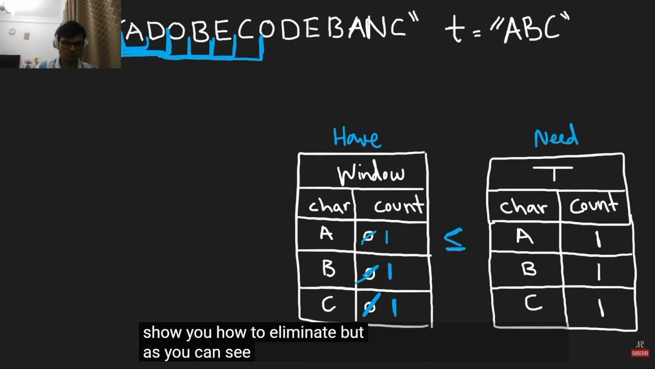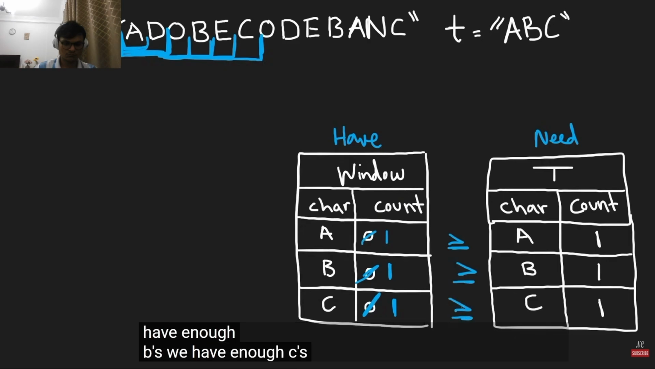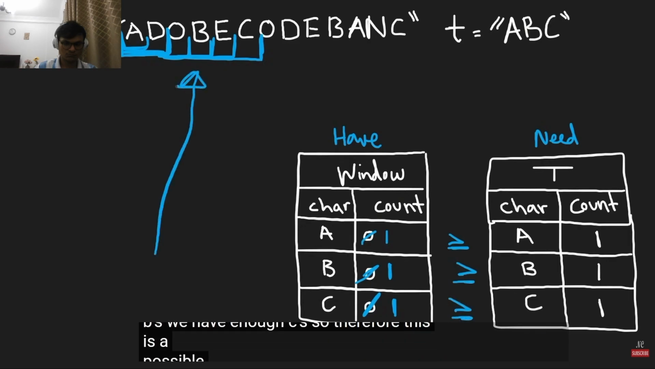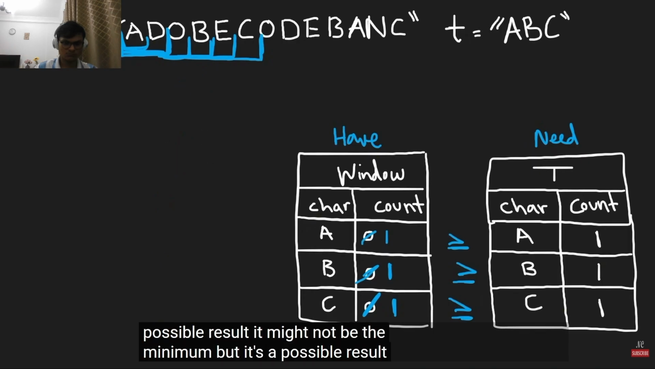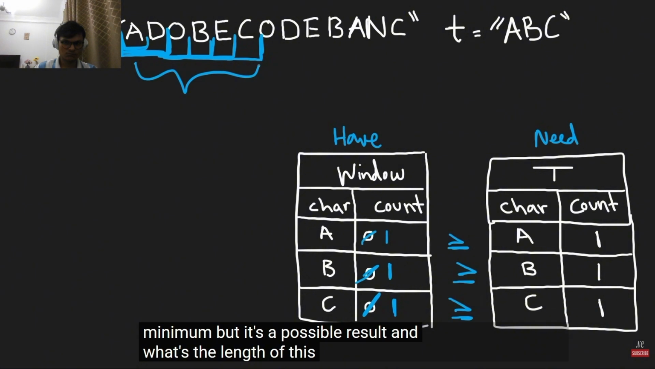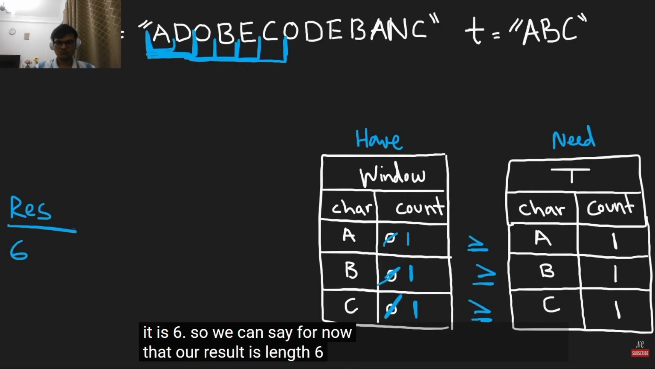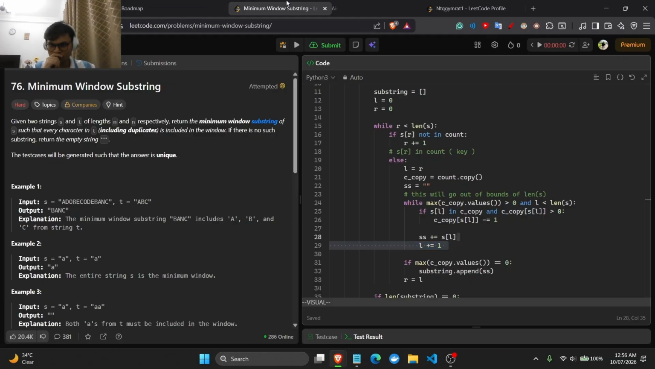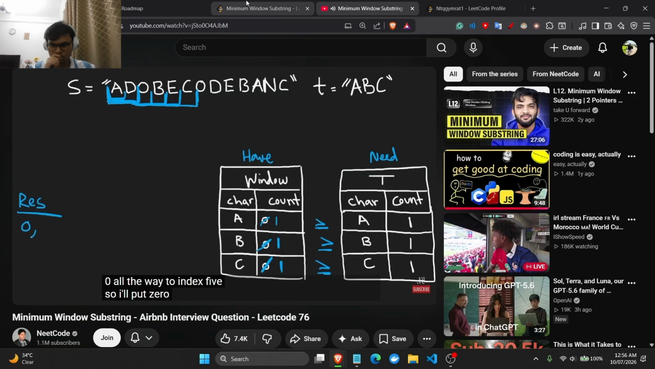But as you can see, we have enough A's, we have enough B's, we have enough C's. So therefore, this is a possible result. It might not be the minimum, but it's a possible result. And what's the length of this? It is 6. So we can say for now that our result is length 6, and it goes from index 0 all the way to index 5. So I'll put 0, 5.